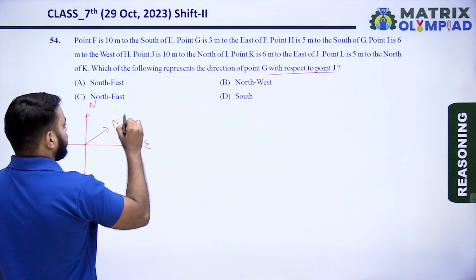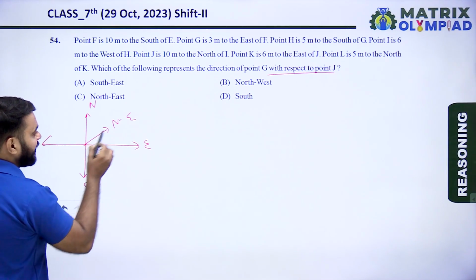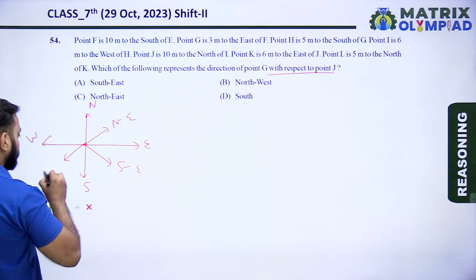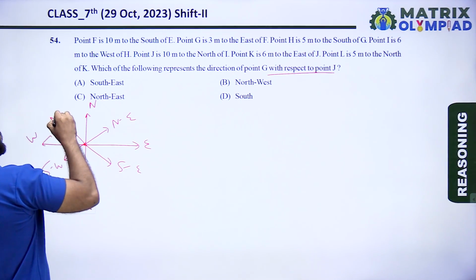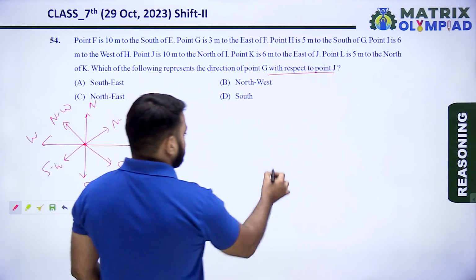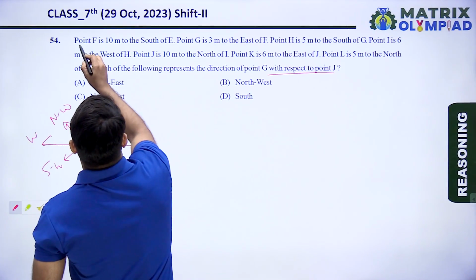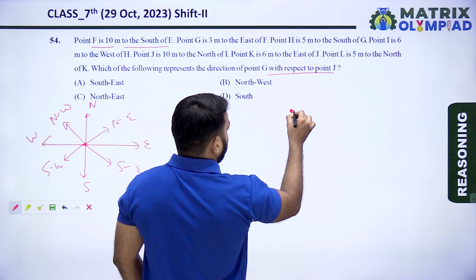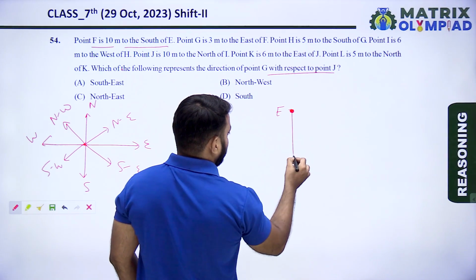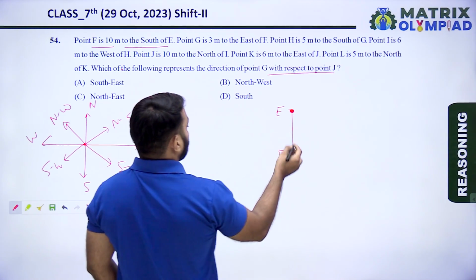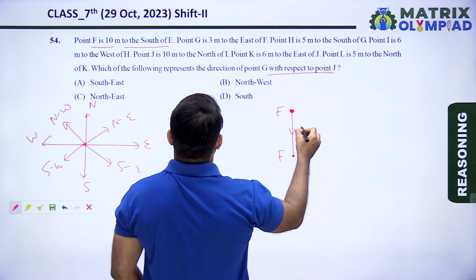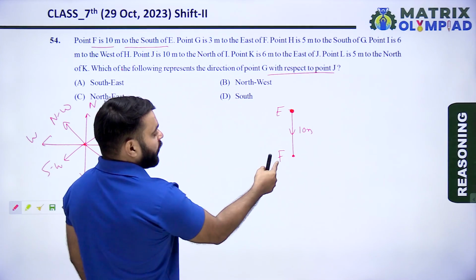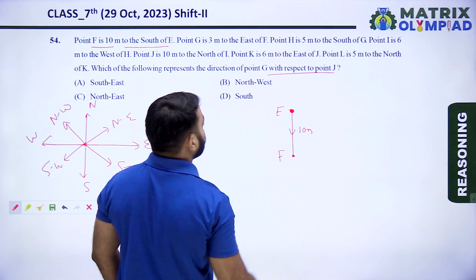This is northeast, and there are 4 types of cardinal direction. One is northeast, this is southeast, this is southwest, and this is northwest. So according to the question, point F is 10 meter to the south of E. So here is point E and here is point F, because point F is 10 meter south of point E.